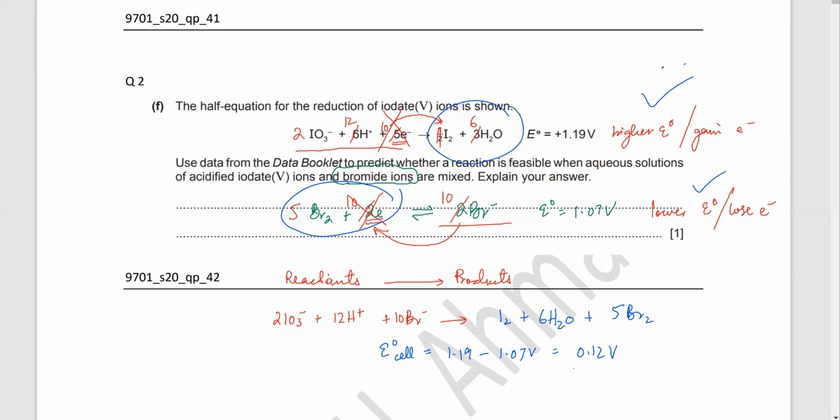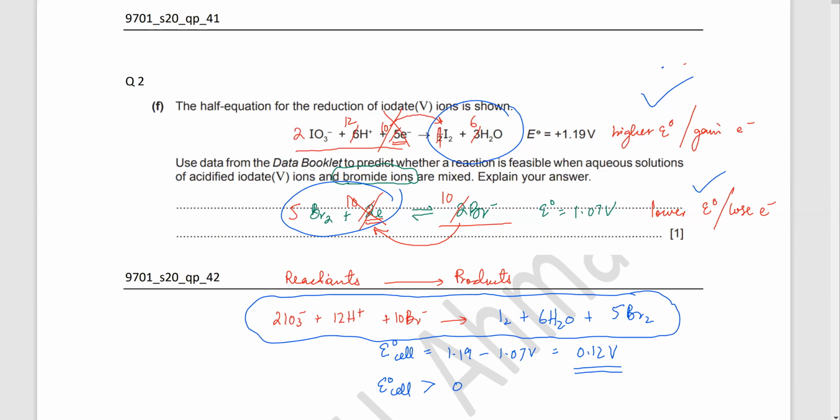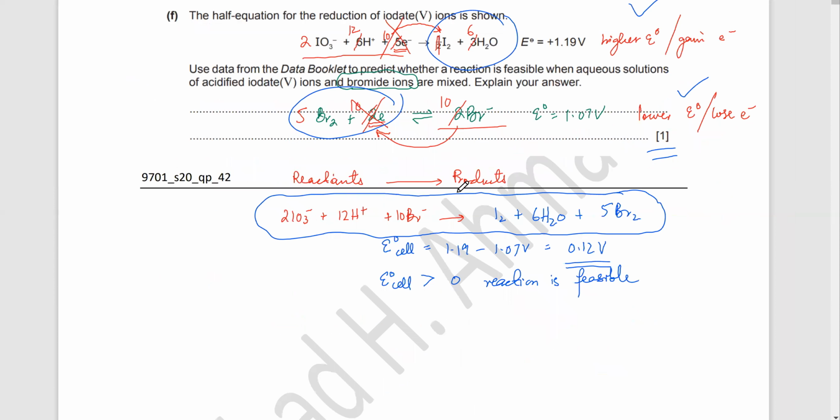which is definitely greater than zero. That means, so in this answer, what you just had to write, you didn't actually have to write all this. I mean, this is just for practice. You just had to state that the E naught cell is coming out to be greater than zero, which means that the reaction is feasible. Okay, this was the 1 mark answer. So that's the rest of the thing we did all for practice.